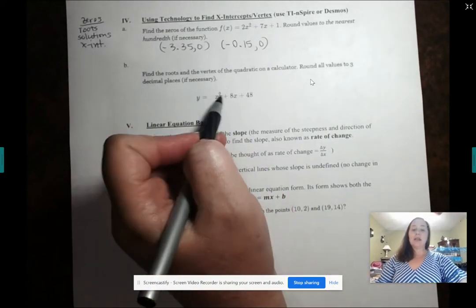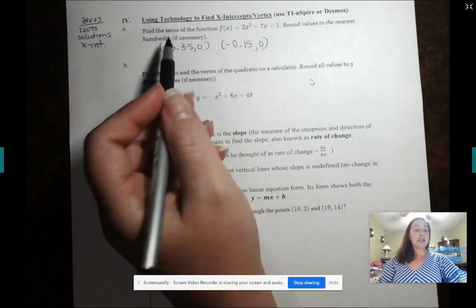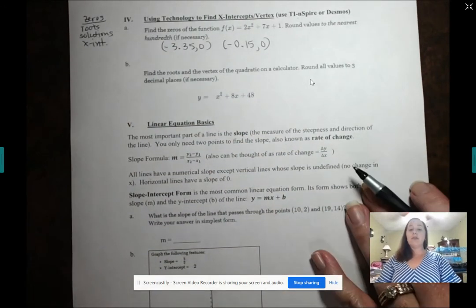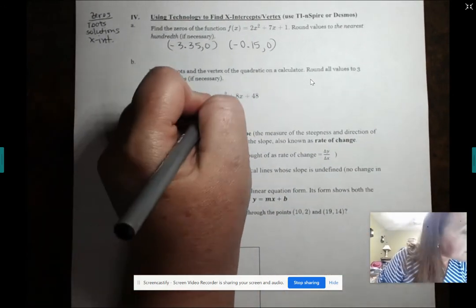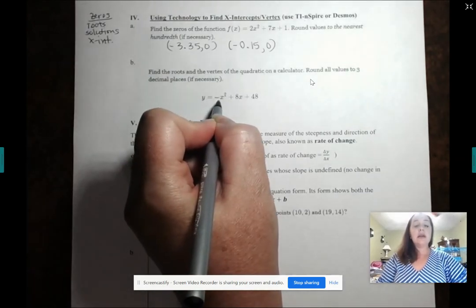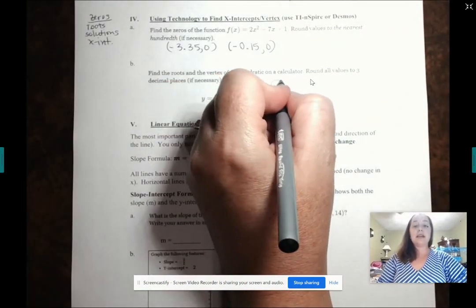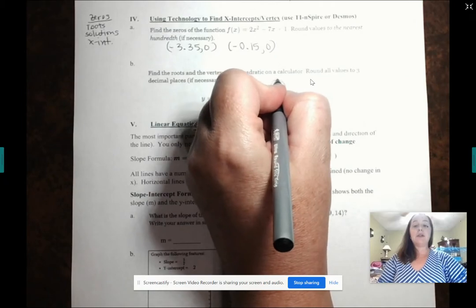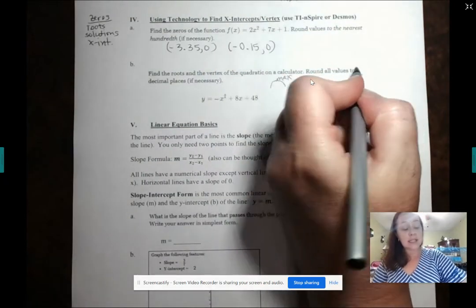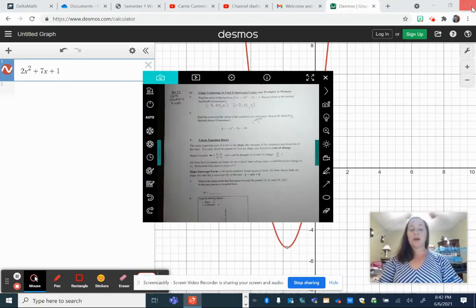Now it asks you to do that again, find the roots, same thing as zeros, but also find the vertex. So we're going to practice finding the vertex. And remember, you have to decide if the vertex is going to be a maximum or a minimum. This is supposed to be a minus sign here. So I know this is going to be an upside down facing parabola, and I'm going to have a maximum vertex. This says round to 3 decimal places, so hopefully Desmos will help us with that.